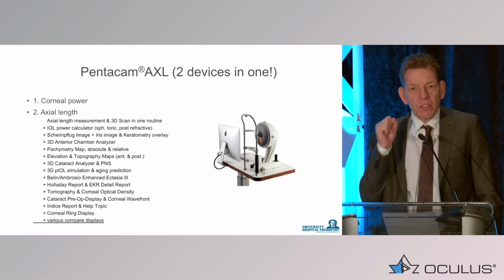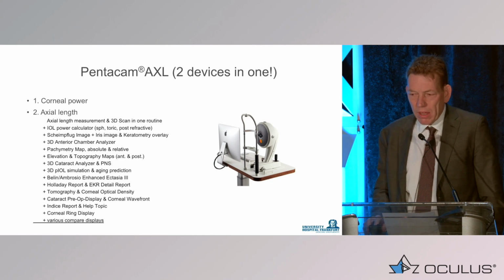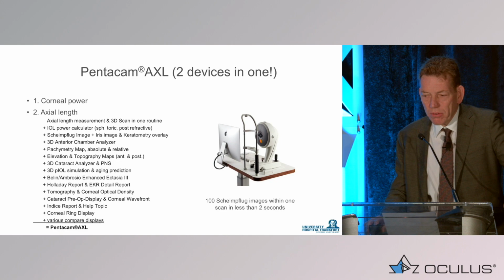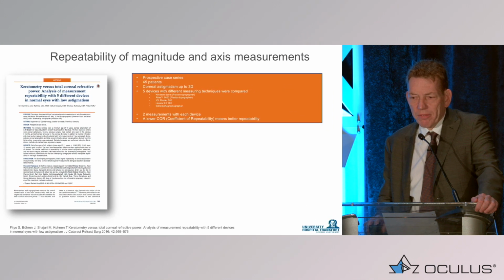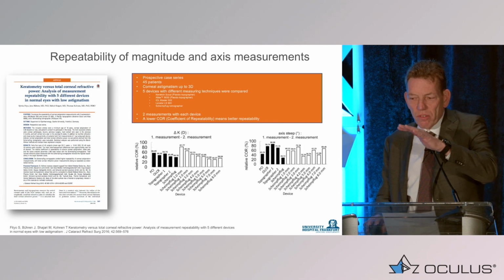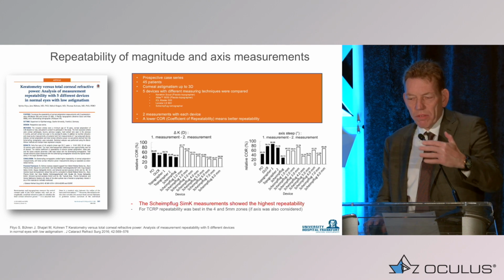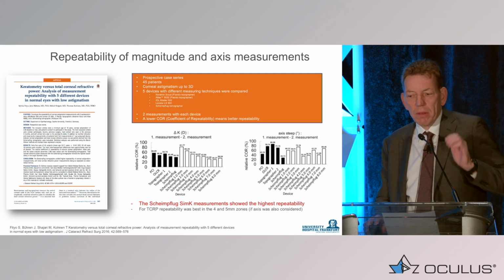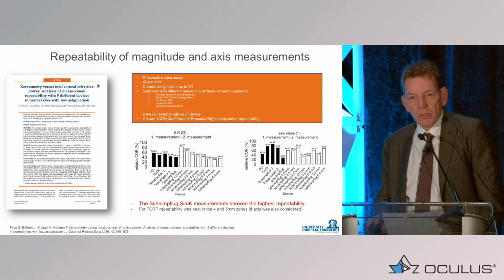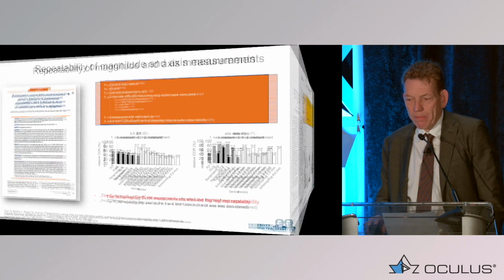So a lot you can get with one piece of information from this device, which does 100 Scheimpflug images in one scan in less than 2 seconds. So a lot of information we can get from here. We looked in a study at the repeatability of magnitude of the axis measurement. Just to summarize, because it's a lot of information, the Scheimpflug SIMK measurement showed the highest repeatability in this study we published in the Journal of Cataract and Refractive Surgery.